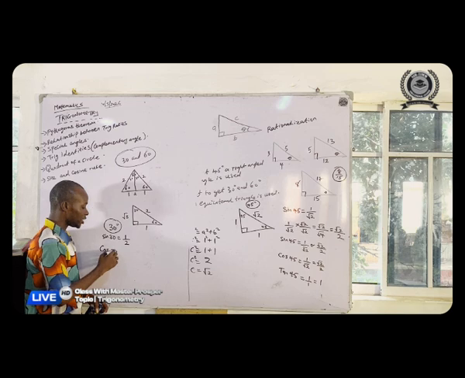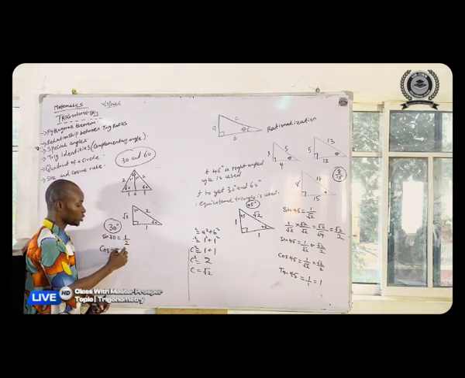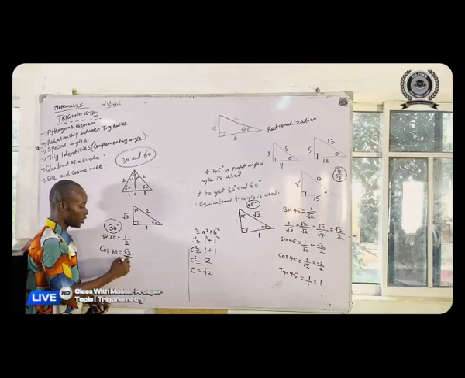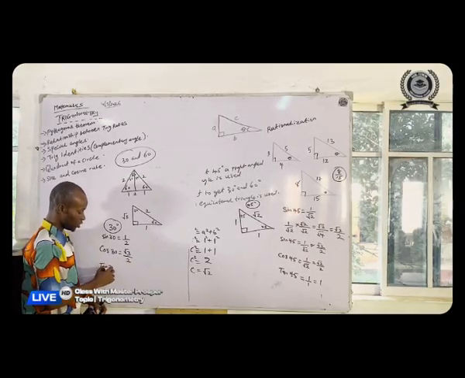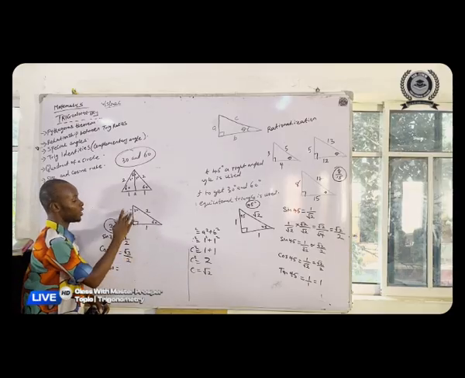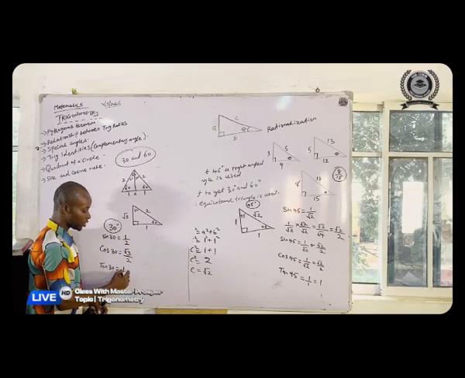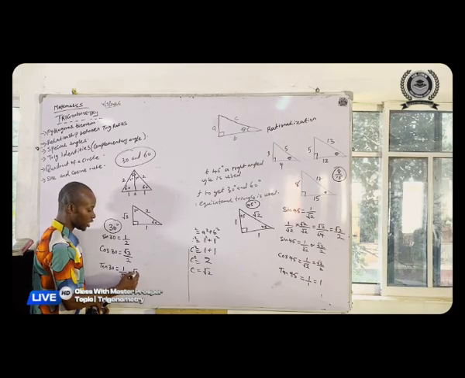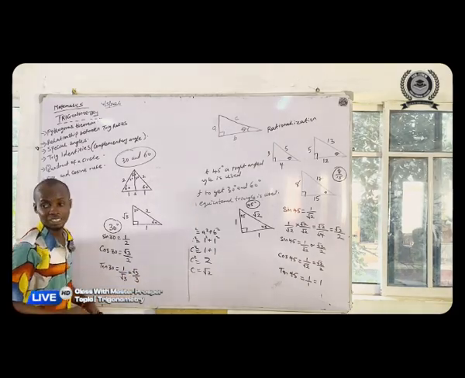I'm now having that cos 30 is equal to adjacent over hypotenuse, which is root 3 all over 2. And we have that tan 30, which is equal to opposite over adjacent, which is 1 over root 3, which is equal to root 3 all over 3.